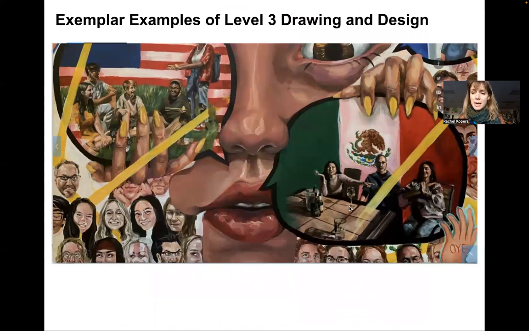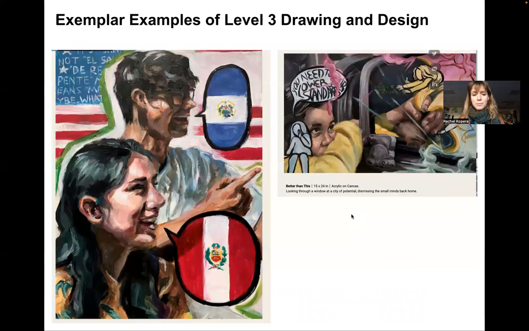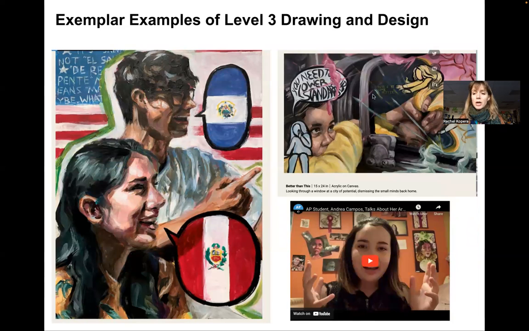Here we have more examples. Notice how much symbolism and how the artist implements design, such as emphasis and unity, in order to create cohesiveness. Here you have Andrea Campos talking through her artwork. You can stop and you can get inspired by her.